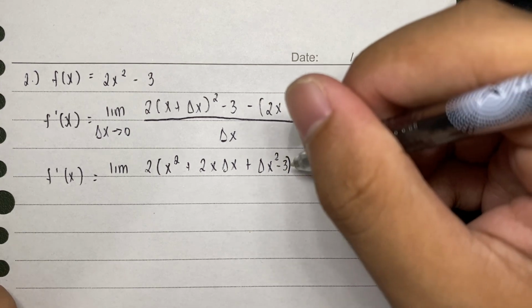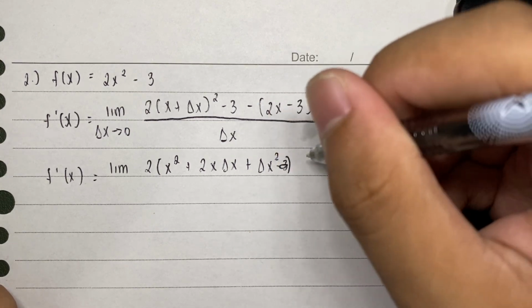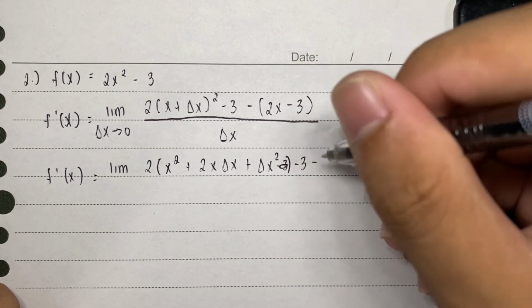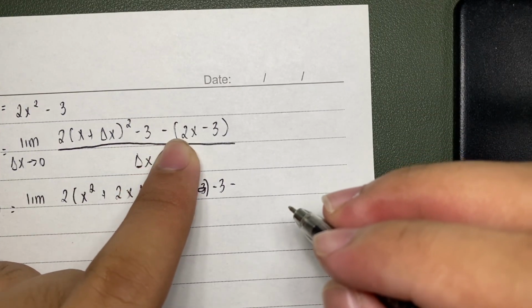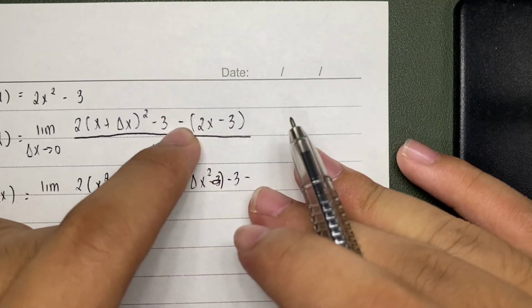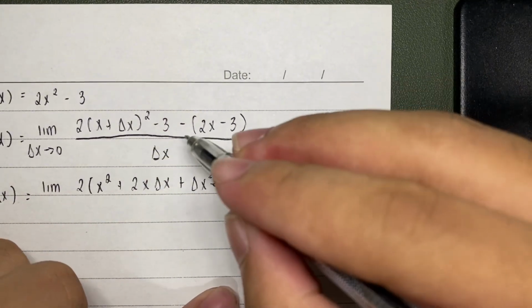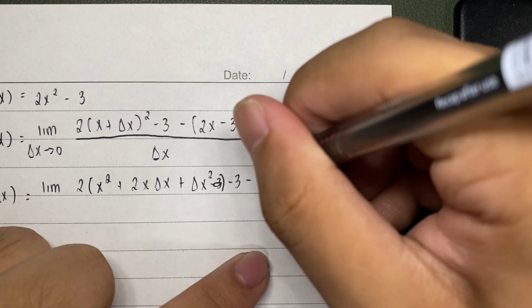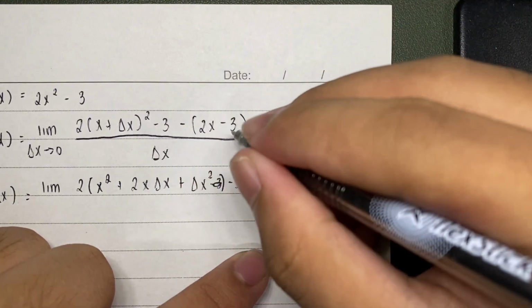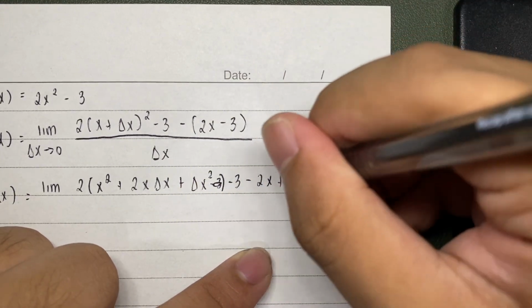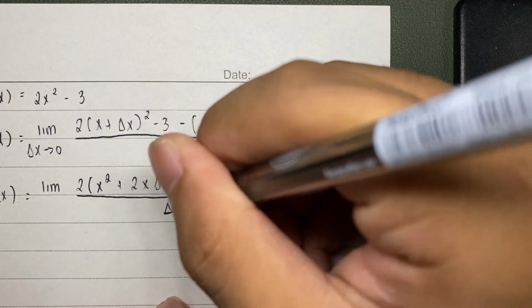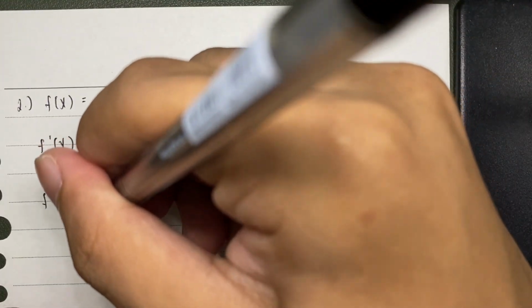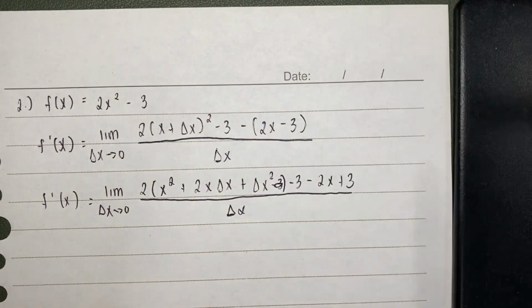Minus 3, no, it's outside the parenthesis. Minus 3 minus, let's distribute the negative sign to the terms. Negative times 2x squared, that's negative 2x squared, minus times minus is positive, plus 3, all over delta x as delta x approaches 0.